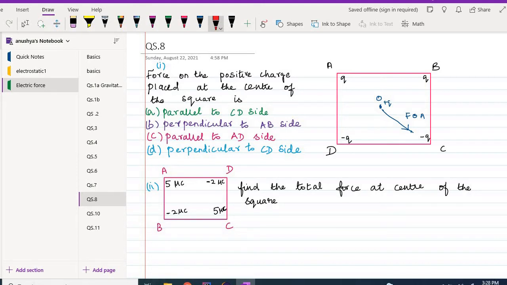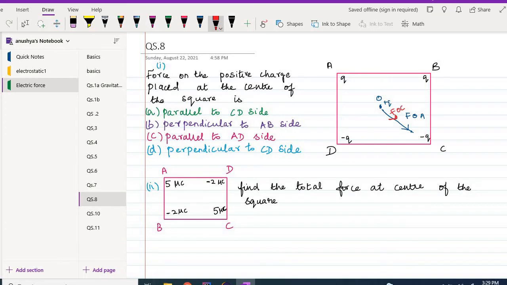Now with this C, it is negative, and the center charge is positive. So positive and negative attract. So C attracts the O, and it is also in the same direction. This is F O C. Are you able to get it? So what is the force experienced by this positive test charge due to the positive charge at A? Both are positive, so A will repel this positive charge towards C.